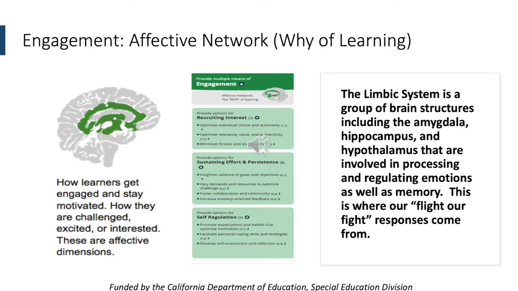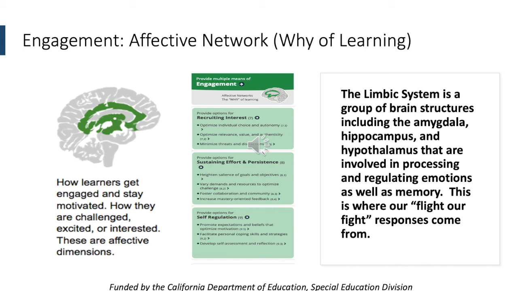The principle of engagement is based on the affective network in the brain, the limbic system, the area of the brain responsible for emotions and memory. This is also the area of the brain that tells you to fight or flight. There is no language in this area of the brain, but it is what determines how learners get engaged, feel connected, stay motivated, how they experience challenges, excitement, and interest. Students will approach school with varying social, emotional, and behavioral skills, so they need to be explicitly taught what to do when the emotions take over the cognition.